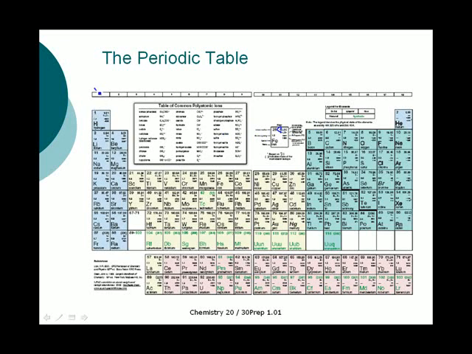So here, this would be a group. Groups go down, and each of these groups have similar chemical properties. Periods go across. And they're arranged just in order of protons. So hydrogen, the first element, has 1 proton. Helium, the second element, has 2 protons.